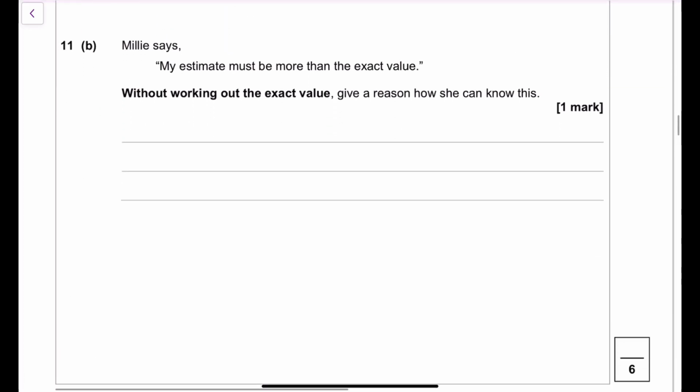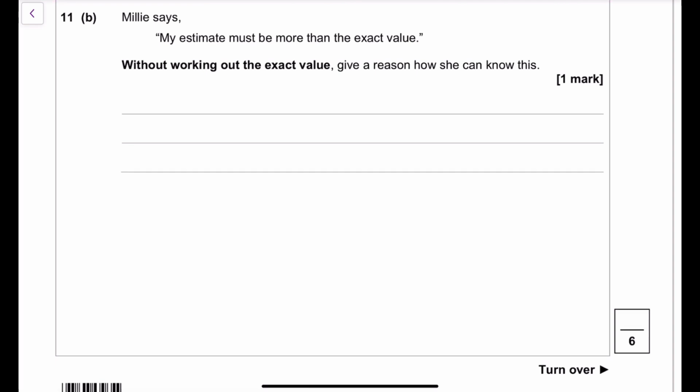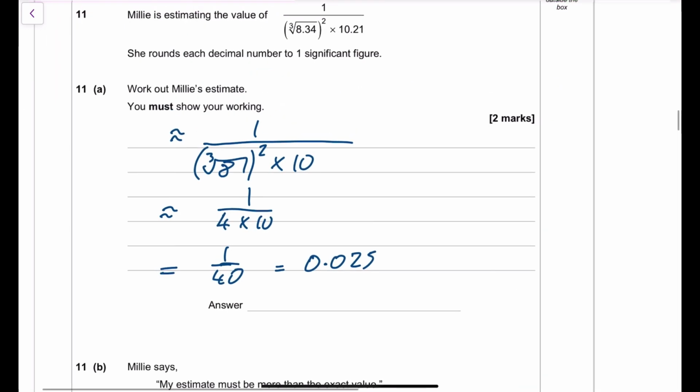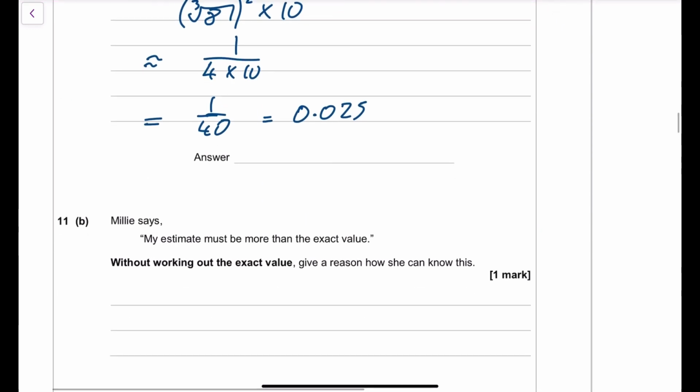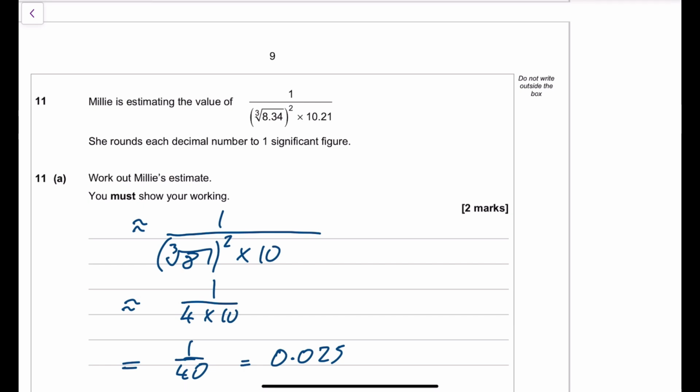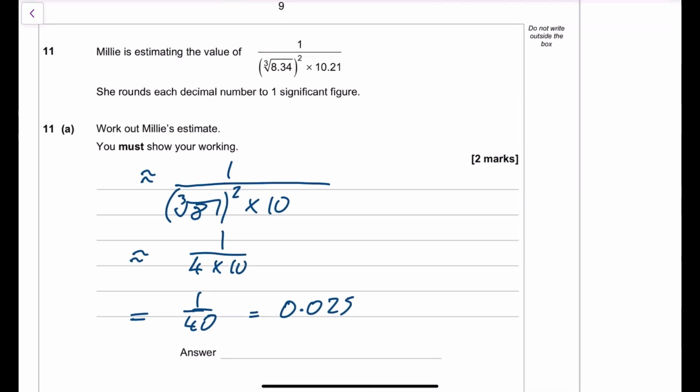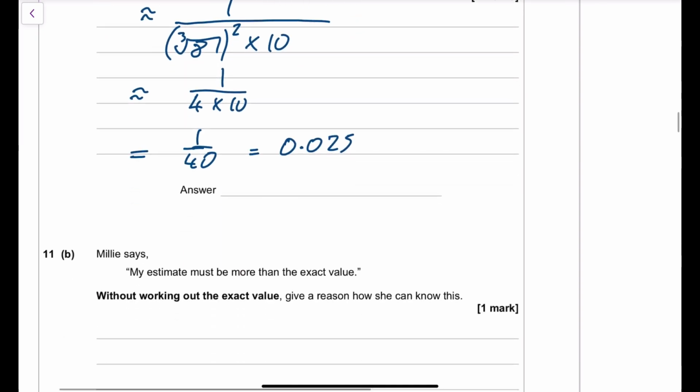Okay, Millie says my estimate must be more than the exact value. Without working out the exact value, give a reason how she does know this. Okay, I have no idea. Let's have a look and see. Now, the reason is she has rounded hers down. The 8.38 and the 10 have both been rounded down. So my estimate must be more than the exact value.